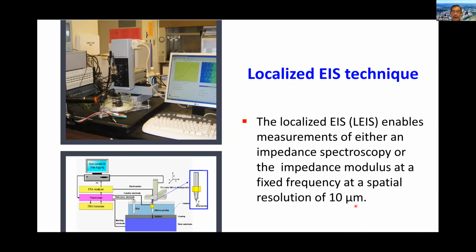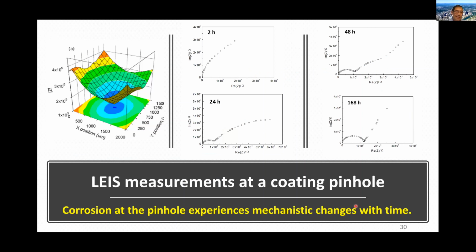You can compare the impedance information at different times where a small pinhole is located. In this case, it is about a 100 micron pinhole. And you can see the impedance has different features. Different features can give you different corrosion information. That's why we can have different mechanisms at a pinhole in a coating.